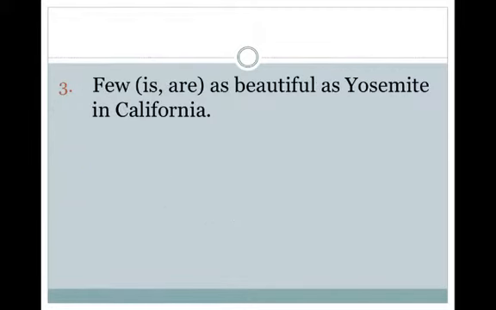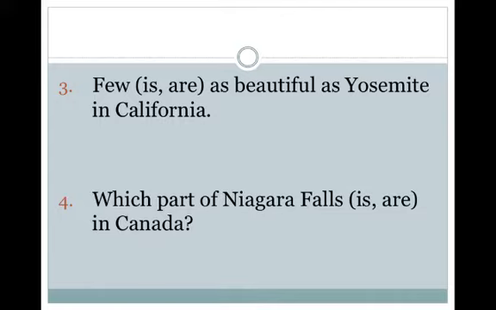Number 3, few is or are as beautiful as Yosemite in California. And few is always plural, so we are going to say are as a plural verb. They are as beautiful. And number 4, which part of Niagara Falls is or are in Canada? In this sentence, part is the subject. It's singular. So the verb is singular as well, is. It is in Canada.